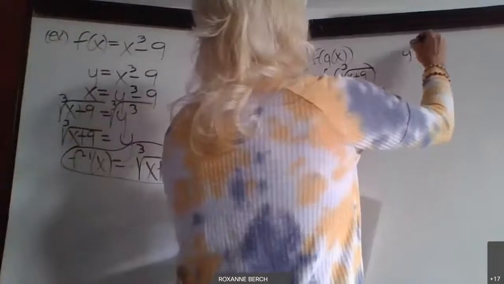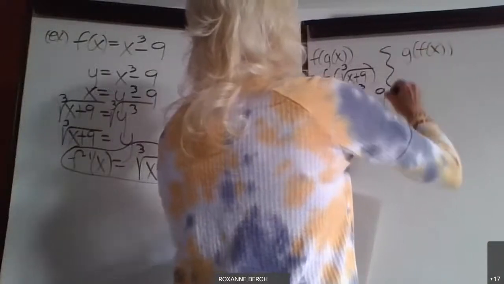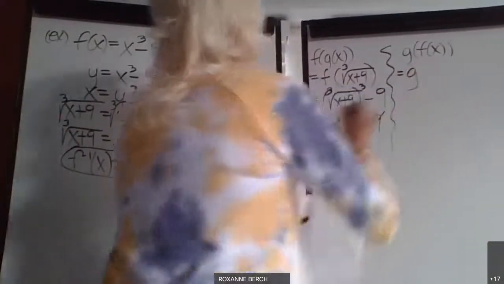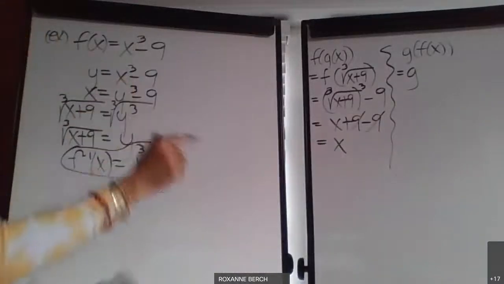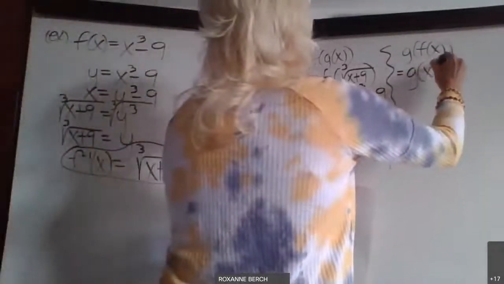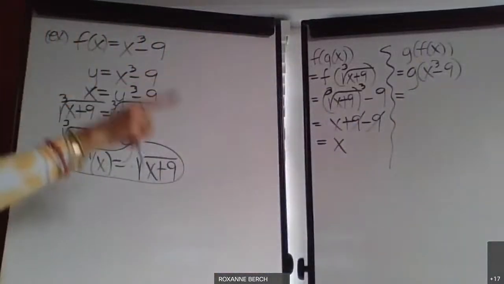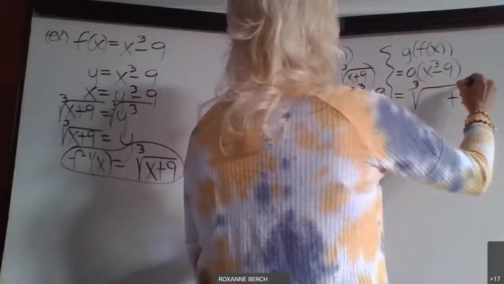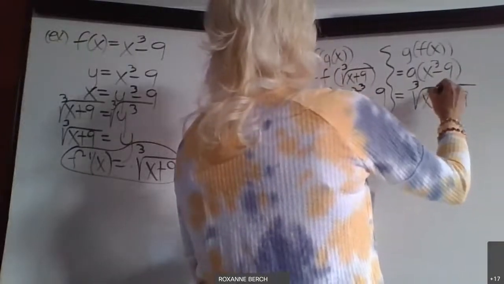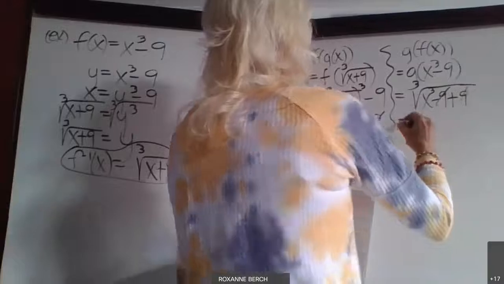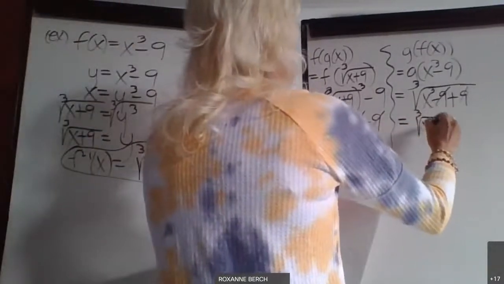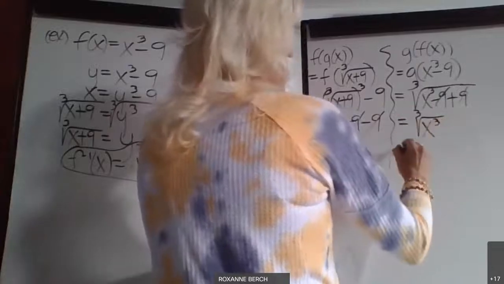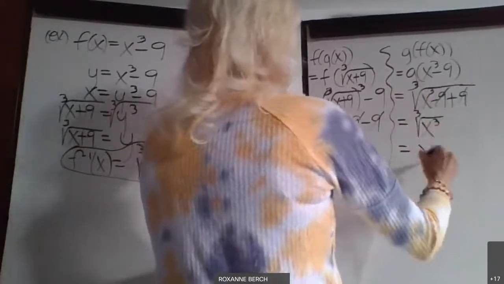Then we're going to do g of f of x. So bring down the g function and put in the f function, x cubed minus 9. That becomes the x of the g function, which is the cube root of something plus 9. And the something is x cubed minus 9. So those 9s cancel. And you end up with the cube root of x cubed, where the cube and the cube root cancel each other out or undo each other. So there's your x.